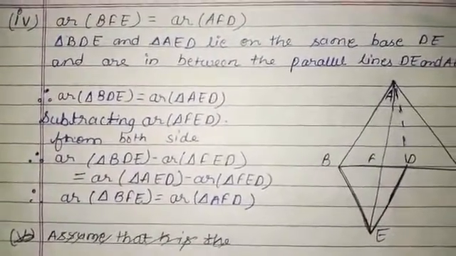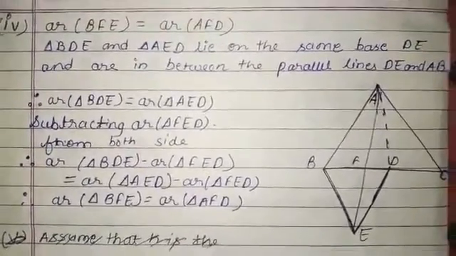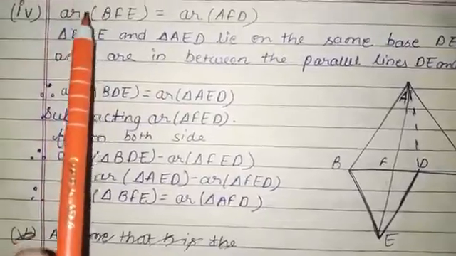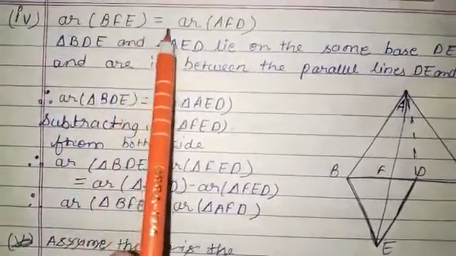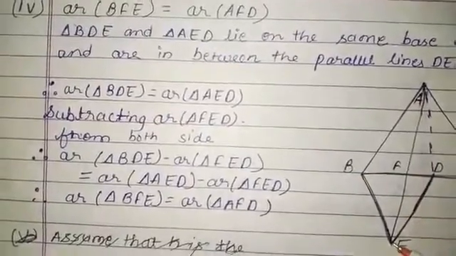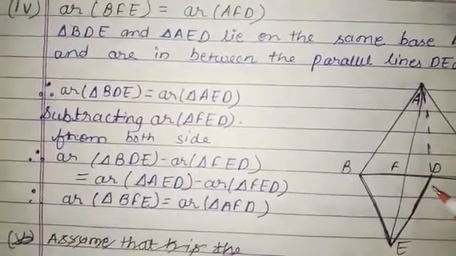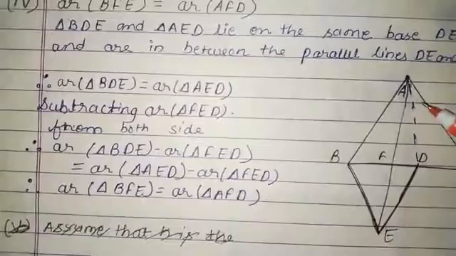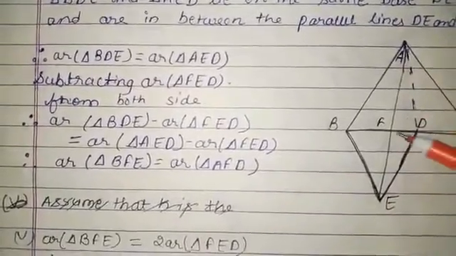Today we will discuss the solution of NCERT. So now we solve question number 5 part 4. We have to prove that area of BFE is equal to area of AFD. Now what we know from the last part of the question.